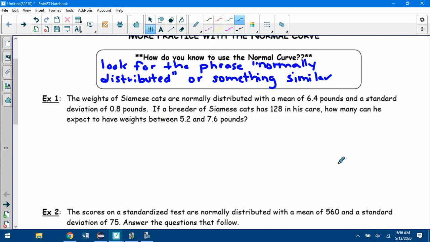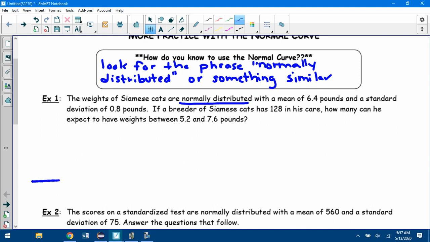So here's our first example. The weights of Siamese cats are normally distributed with a mean of 6.4 pounds and a standard deviation of 0.8 pounds. If a breeder of Siamese cats has 128 in his care, how many can he expect to have weights between 5.2 and 7.6 pounds? Okay, there's that word, normally distributed.